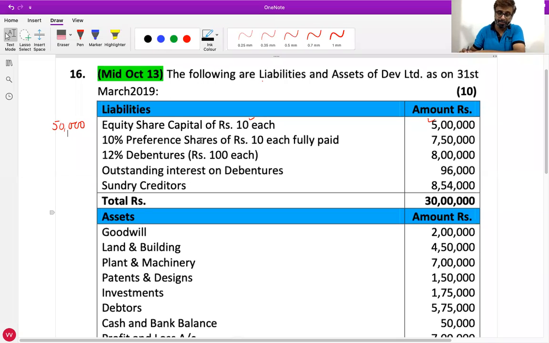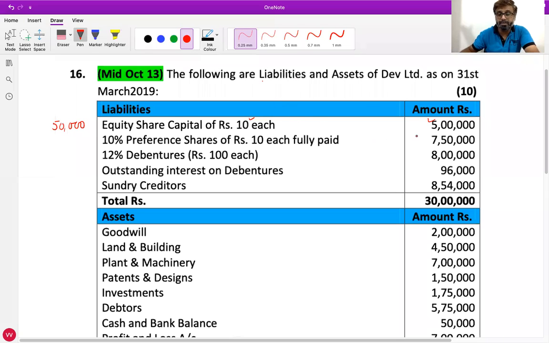10 percent preference shares of rupees 10 each fully paid, 7,50,000. So how many preference shares would be there? 75,000. Yes, 7,50,000 divided by 10, 75,000 preference shares. Further. 12% debentures, rupees 100 each, 8 lakh. So how many debentures would be there? 8,000. Yes, 8 lakhs divided by 100, 8,000 debentures would be there. Further.